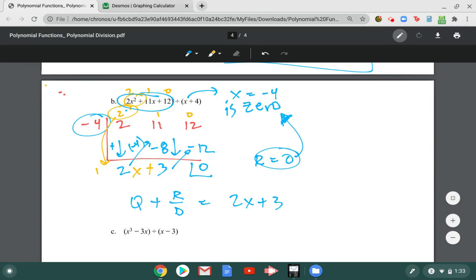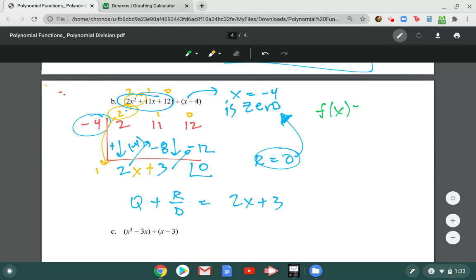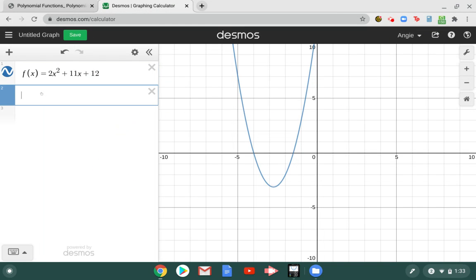So this is not just a possible 0, this one is a 0, and it's all because that remainder is 0. The other thing that we can translate this into is evaluating my function. So if my function is that dividend, 2x squared plus 11x plus 12, my remainder is actually the value of f of -4. So f of -4 is equal to 0. Let's put that in. F of -4. And sure enough, it's 0.